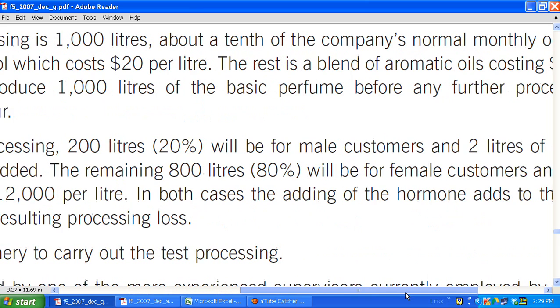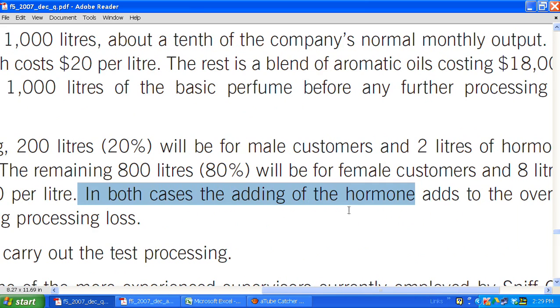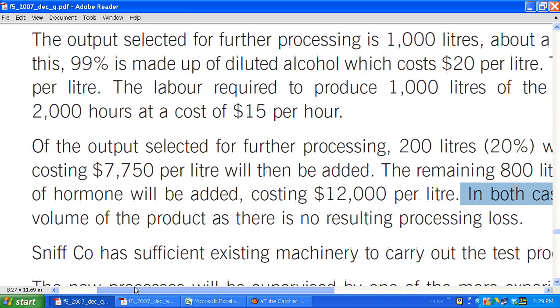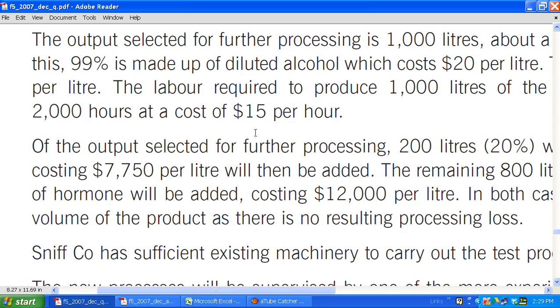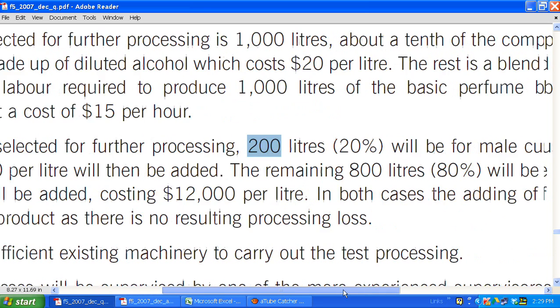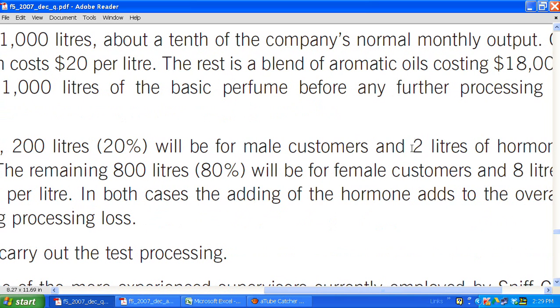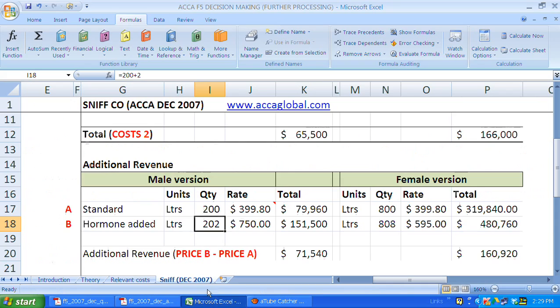So remember, let's look at this statement. In both cases, the adding of hormone adds to the overall volume of the product, as there is no resulting process loss. That means if we process 200 liters, and we add 2 liters of hormone, the result is 200 plus 2, which gives me 202, because there is no process loss. So to the standard, I'm adding 2 liters to get 202. I hope that is clear.